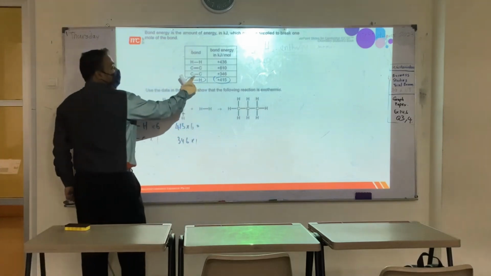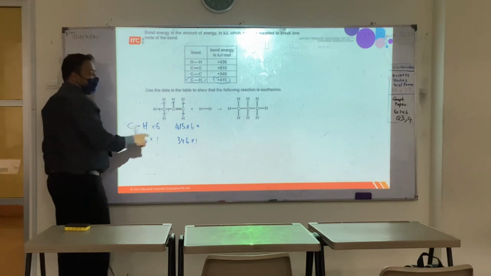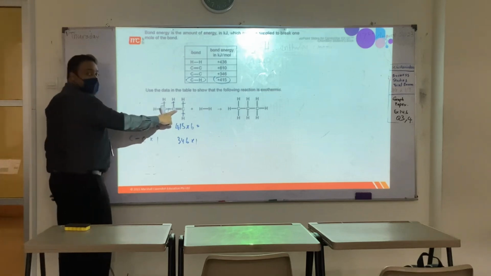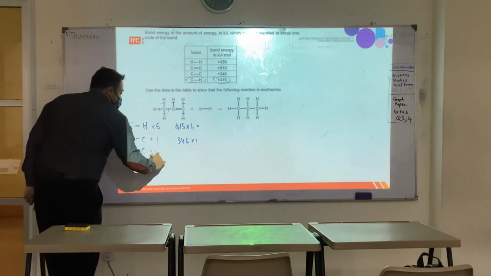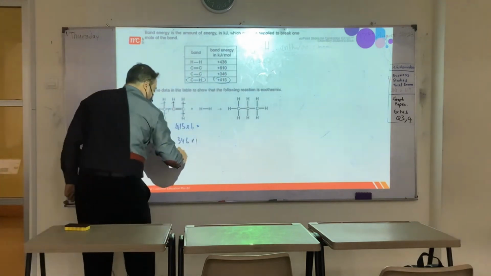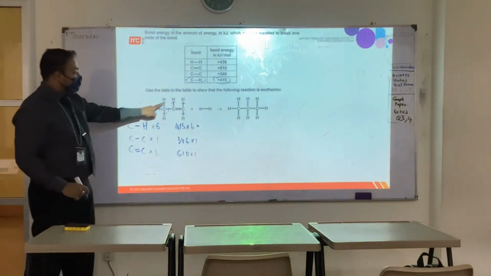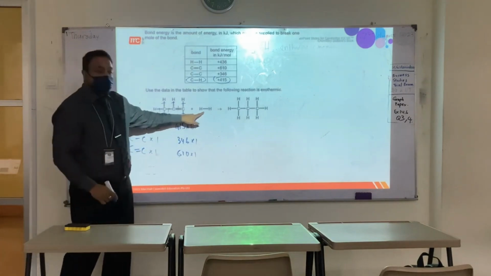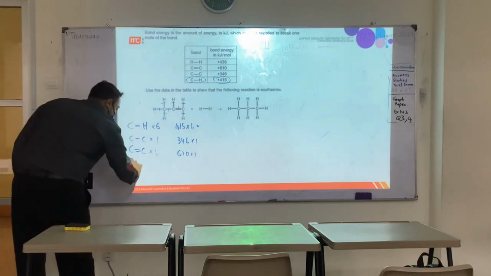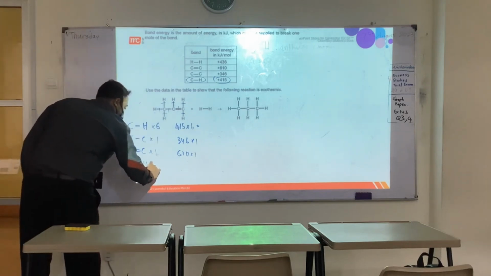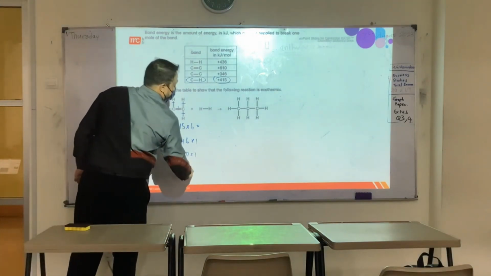This is a single bond. What about the triple bond? Is it triple bond or double bond? Double bond. So here is a double bond, 1 C to C double bond. And what's the value? 610. So I'm done with this. I've got one more here, H to H. How many H to H do I have? 1. And what's the value? 436.